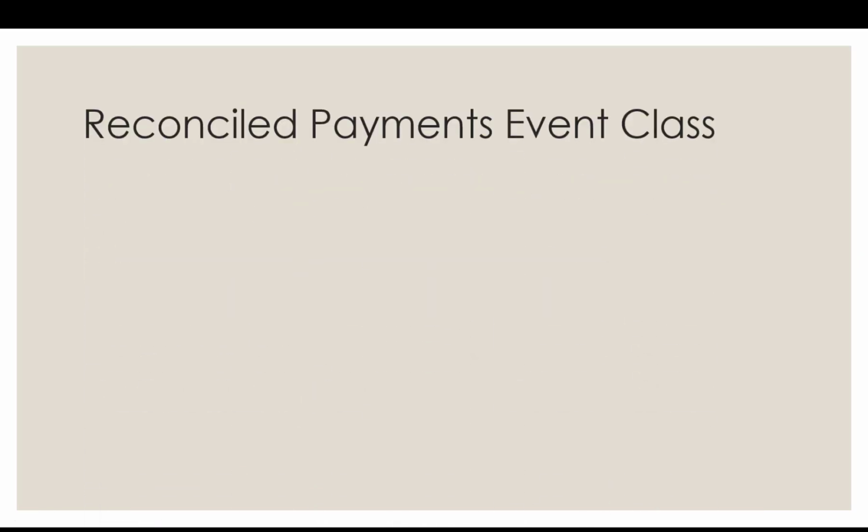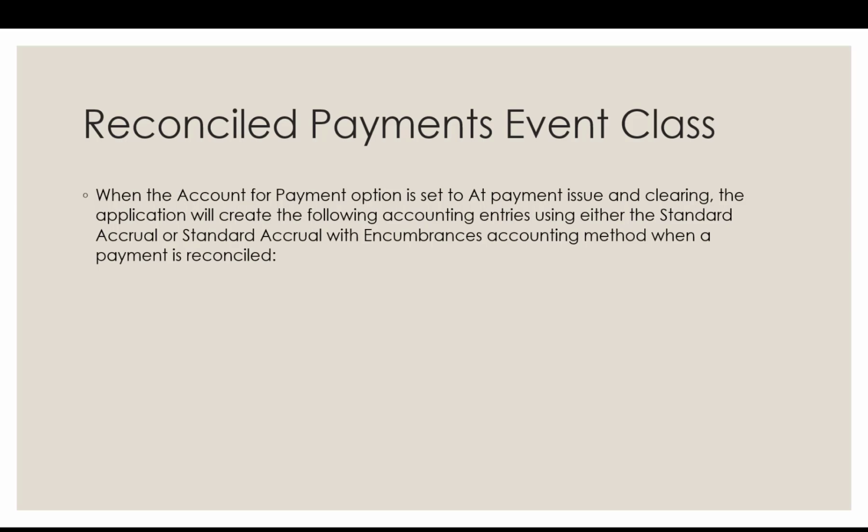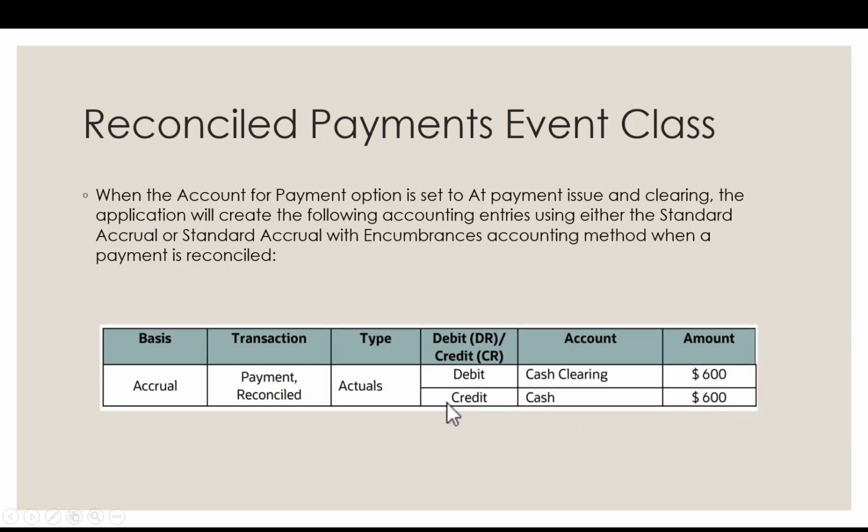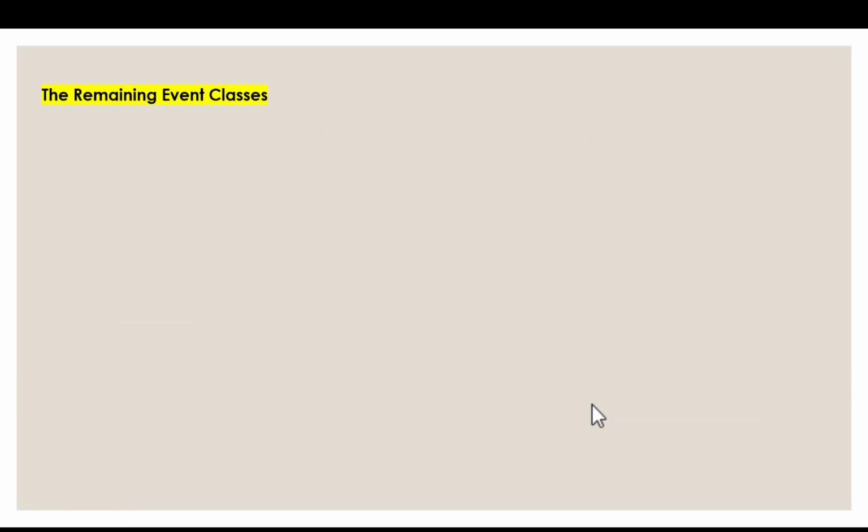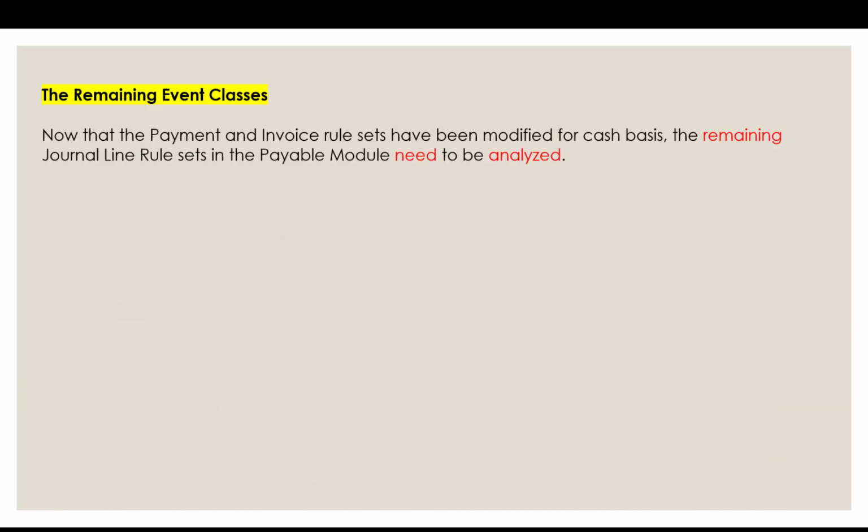Regarding the reconciled payment event class, when the account for payment option is set to add payment issue and clearing, the application will create the following accounting entries using either the standard or standard accrual with encumbrance method when a payment is reconciled. Payment reconciled, debit cash clearing, credit cash. For cash basis or cash basis with encumbrance, the entry should not change and no changes to the reconciled payment rule set should be needed.